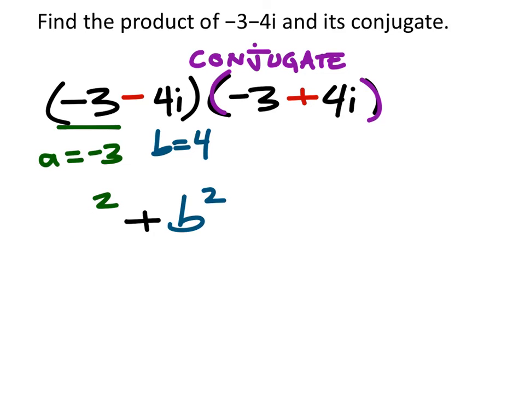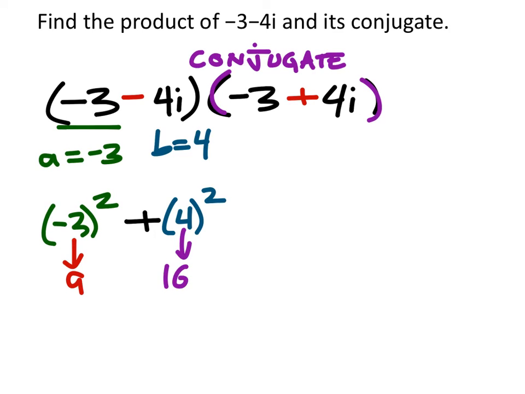And now we know what a is. A is negative 3, and b is 4. So negative 3 squared is 9, and 4 squared is 16. I'm just going to add these two together to get 25. There it is. That would be the product.